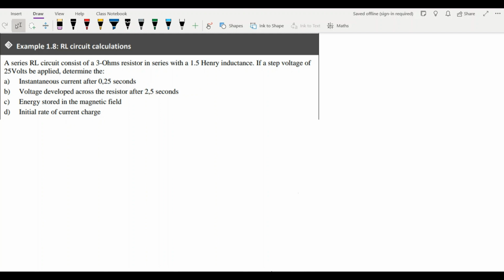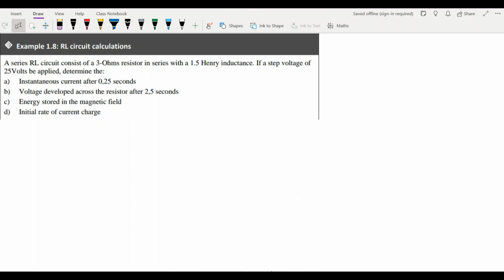A series RL circuit consists of a 3 ohm resistor in series with a 1.5 Henry inductance. If a step voltage of 25 volts is applied, determine the instantaneous current after 0.25 seconds, voltage developed across the resistor after 2.5 seconds, energy stored in the magnetic field, and the initial rate of current charge.